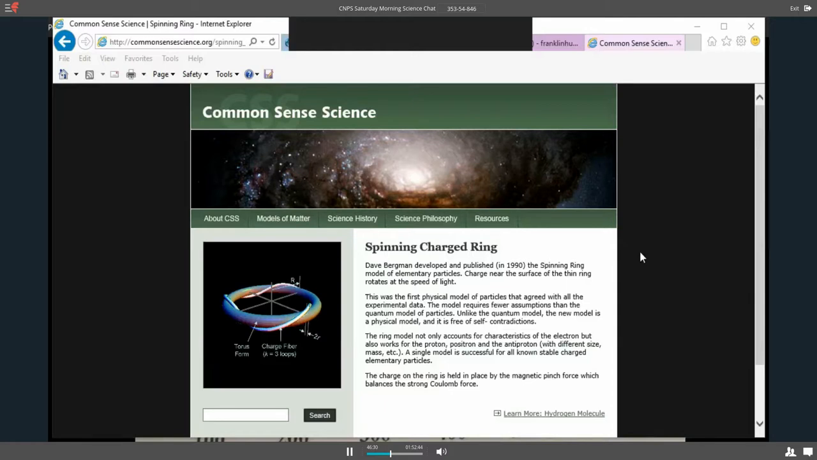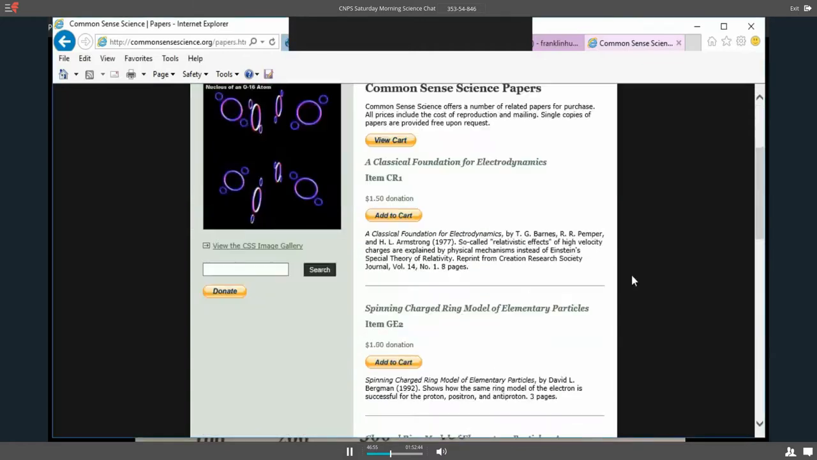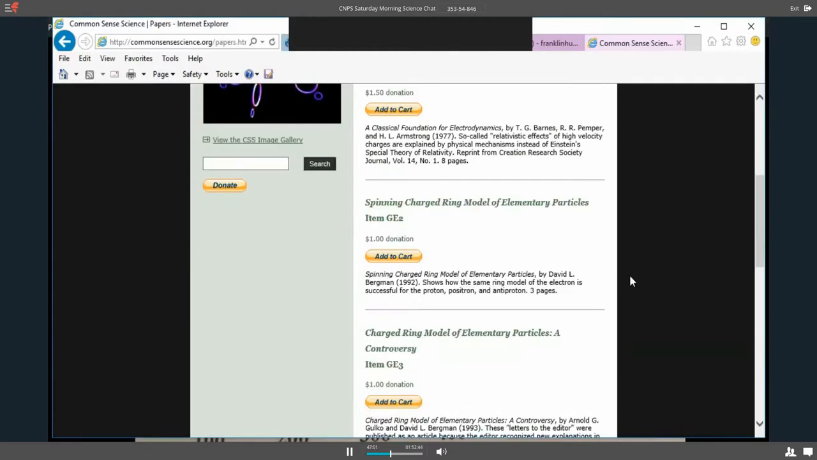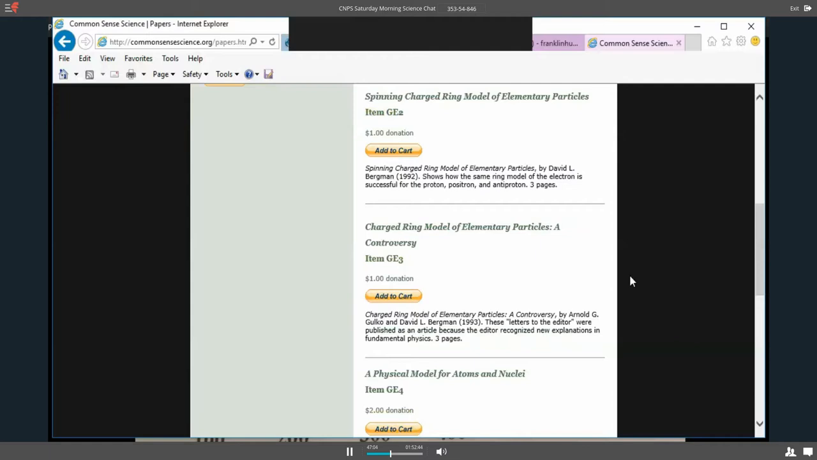Okay, there's a place where, let's see, there's a way to see all. We publish a journal called Foundations of Science that's in a newsletter that goes out from Common Sense Science, and from this website you should be able to see papers. I think go down to papers. Yeah. Okay, and now here are the papers, and you can see the experiments.